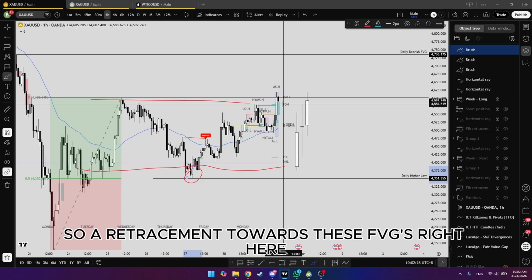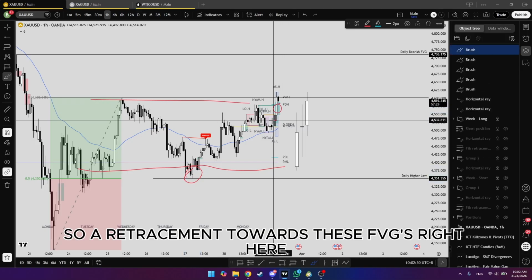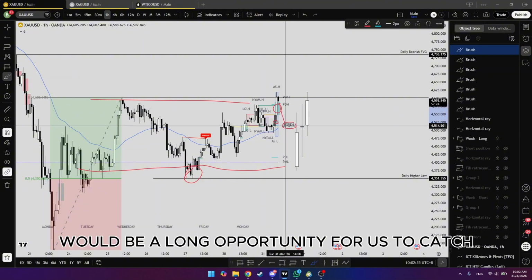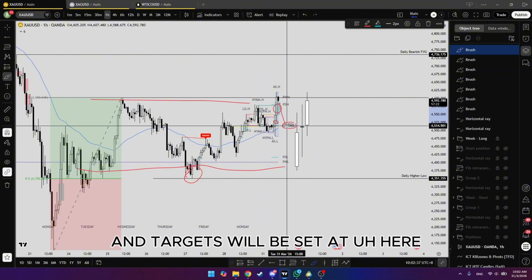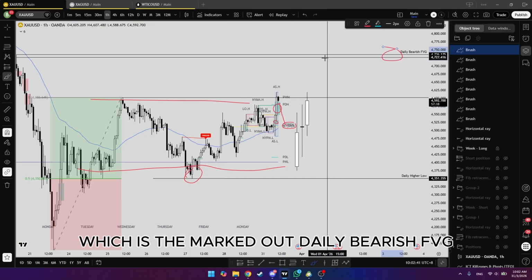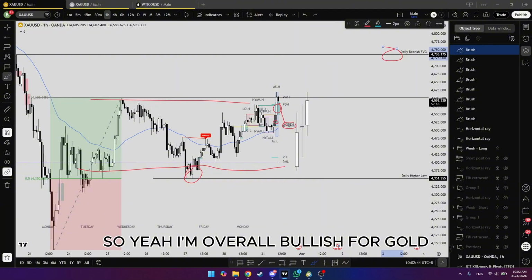So retracement towards these FVGs right here, or even the daily open and weekly open would be a long opportunity for us to catch. And targets will be set at here, which is the marked out daily bearish FVG. So yeah, I'm overall bullish for gold.